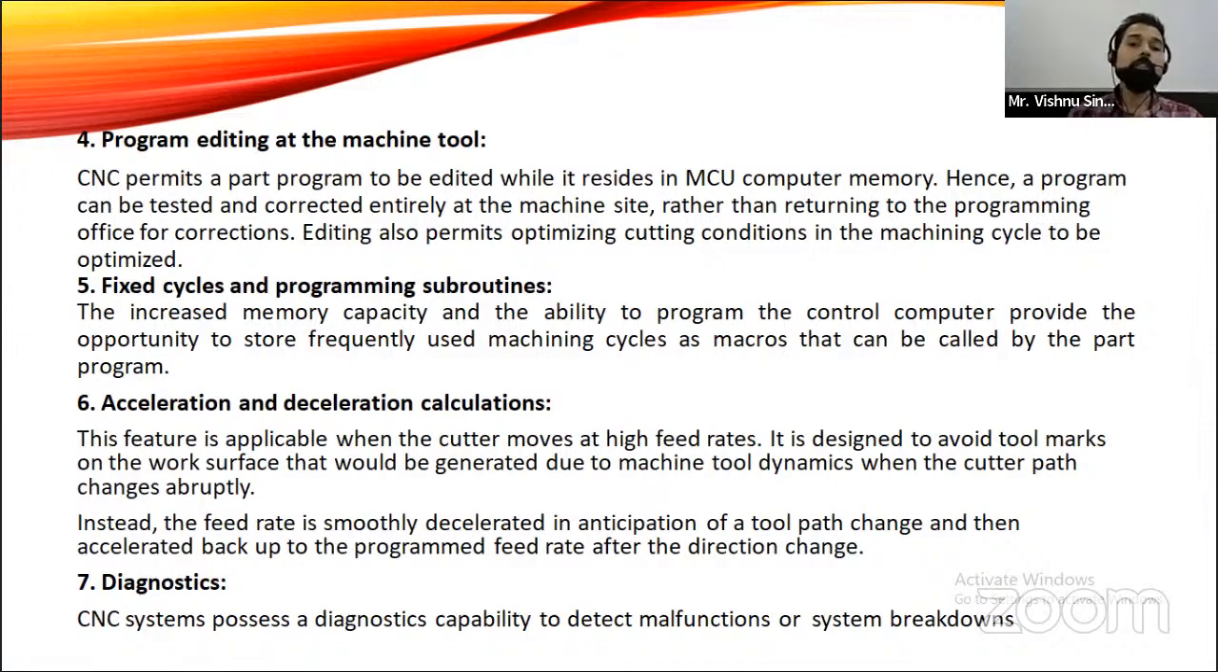Then acceleration and deceleration calculation. As I had already told you, in CNC machines the tool has the flexibility of increasing and decreasing its speed. As soon as it recognizes that the tool will change its axis, it automatically increases and decreases its speed. Then diagnostics. CNC machines come with a diagnostic capability, that is, they can automatically detect any malfunction occurring in the machine and tell the operator.